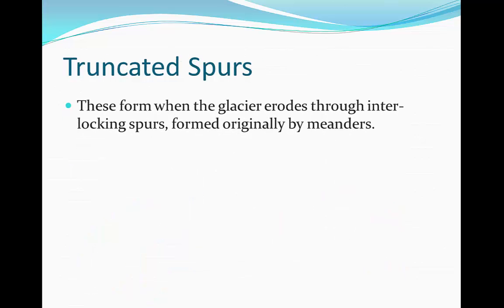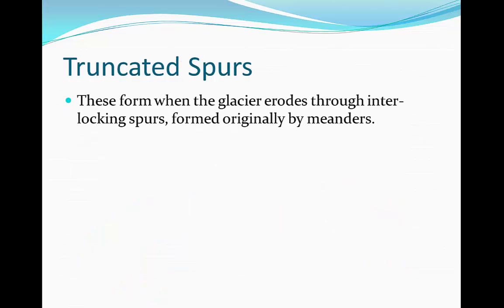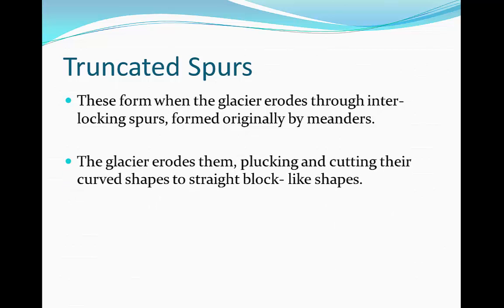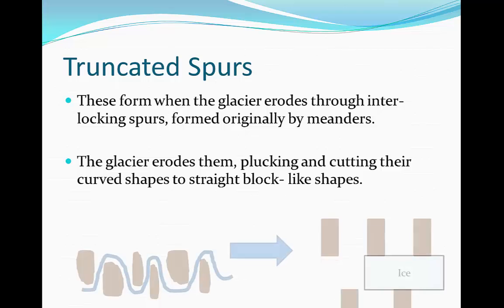Truncated spurs. These form when glaciers erode through interlocking spurs, which are originally formed by a river meandering through the valley. The glacier erodes at them, plucking and cutting their curved shapes into straight block-like shapes.